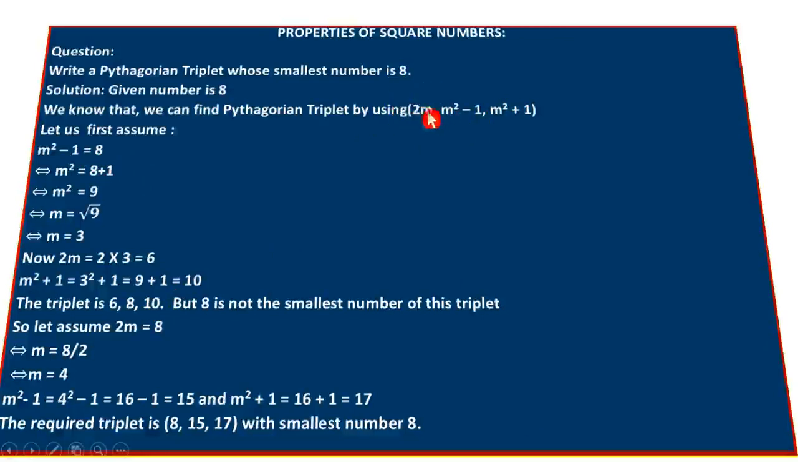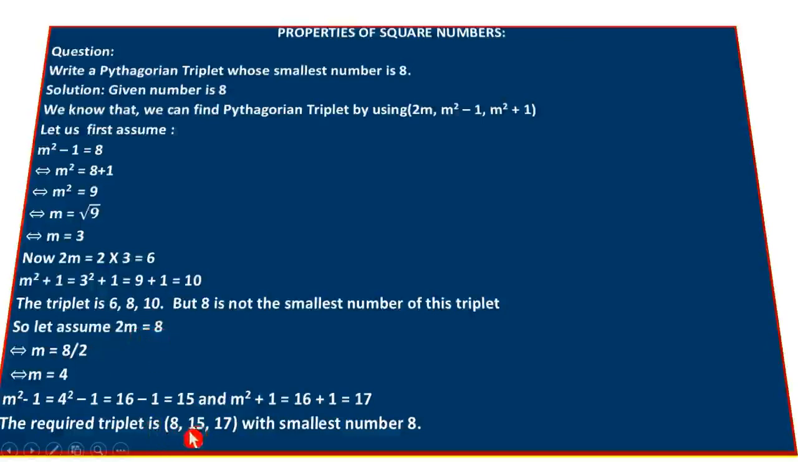But I can take now 2m equal to 8. Look here, 2m equal to 8. Implies that m equal to 8 divided by 2, because 2 coming this side means it will be dividing. Implies that m equal to 4. Now we got the m value 4. So m square minus 1 equal to 4 square minus 1 equal to 16 minus 1 equal to 15. And the last one, m square plus 1 equal to 4 square plus 1, that means 16 plus 1 equal to 17. So first one, 2m, we had taken equal to 8.